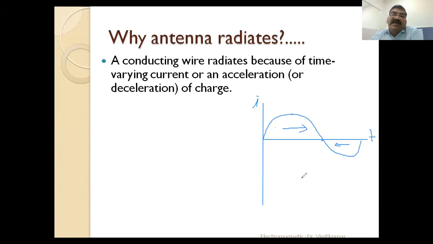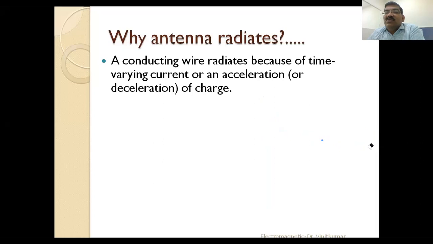So if you take the partial differentiation, the rate of change of this current with respect to time, it is there. This is the basic concept. So this rate of change is there, and that's why this acceleration and deceleration takes place. Due to that, the radiation is there.